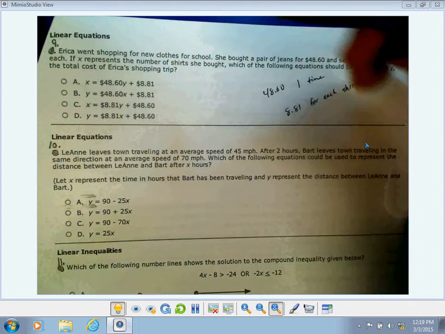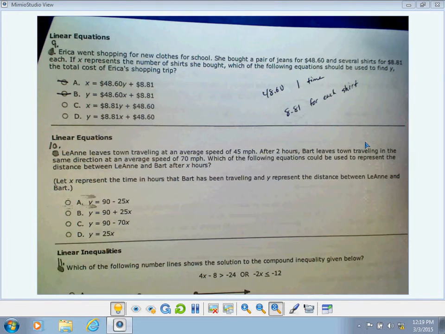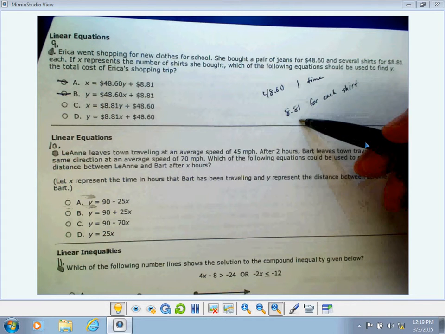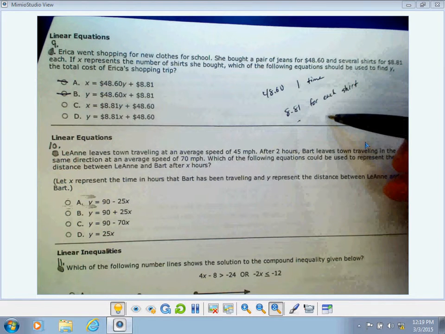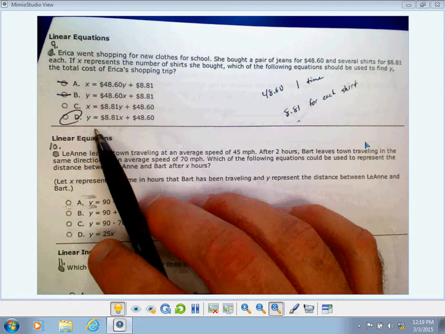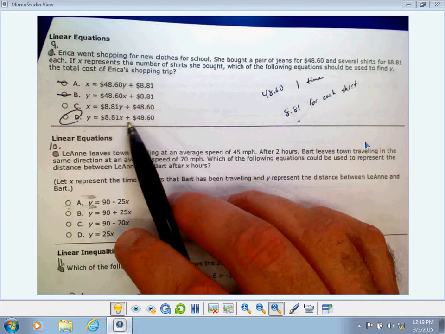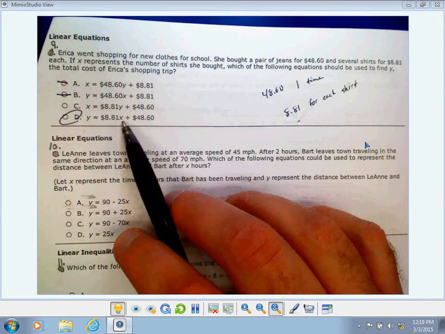So if we look at A and B, they can be eliminated because the $48.60 does not get a variable. It also says that y is the total cost, and it's x number of shirts. So you'd be taking $8.81 times x, the number of shirts. So of these two then, it's this one, which fits our normal equation, right? Normally we have y equals mx plus b. In this case, you don't want to change anything up about that. The $8.81 gets the variable, it gets the x.